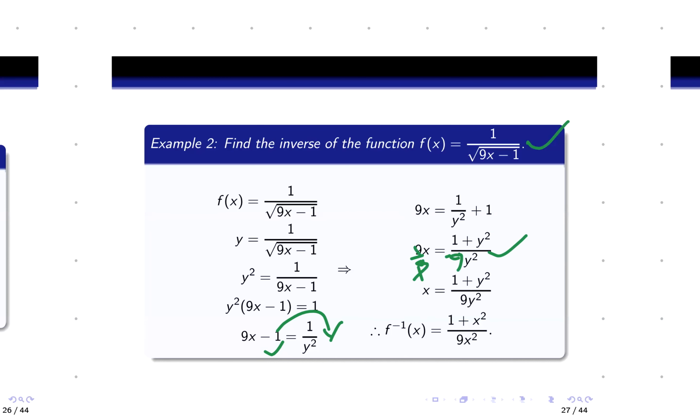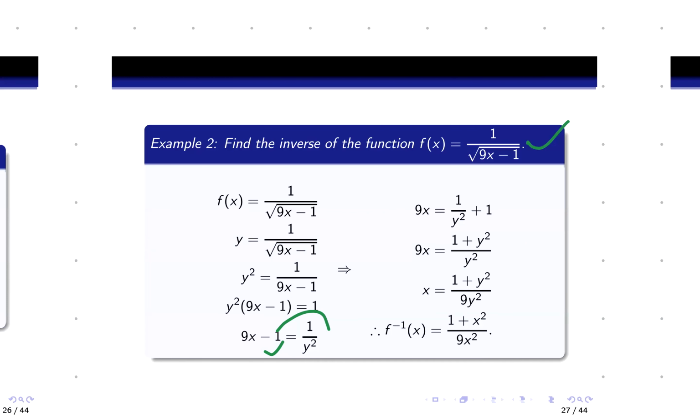So after you have successfully made x the subject of the formula, then change all the y to x. So you have 1 plus x squared over 9x squared. And then instead of x, you just say the function you have now is the f inverse of x. So it means that the inverse of 1 over square root of 9x minus 1 is the same thing as 1 plus x squared over 9x squared. Very interesting process, but you need to know what to do at every point in time.